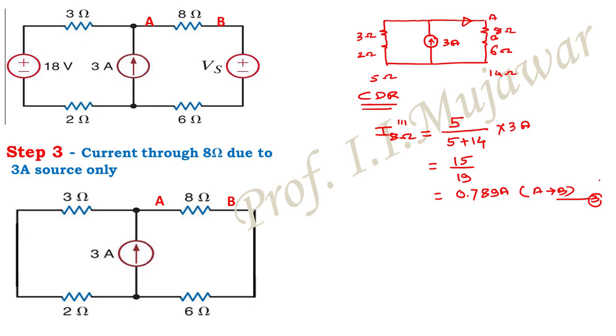That means what we did is we have calculated current through 8 ohm resistance due to individual sources 18 volt, 12 volt and 3 ampere. I 8 ohm dash, its value is 0.947 ampere from A to B.